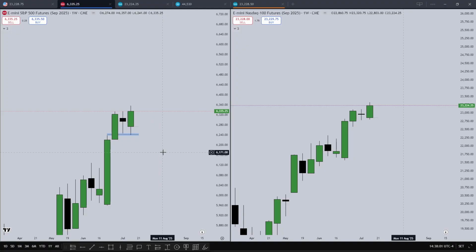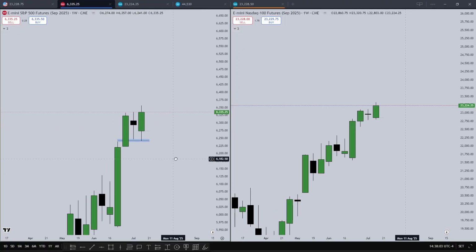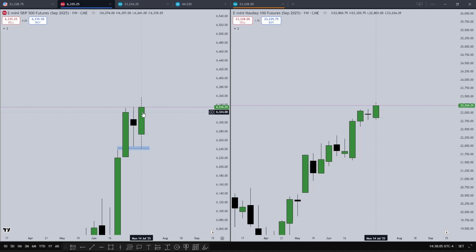Let's go through it. First of all, this is the previous week from Monday the 14th until Friday the 18th. What we see right here is clearly a bullish fair value gap. Price on ES has been reacting to it nicely and then went higher.